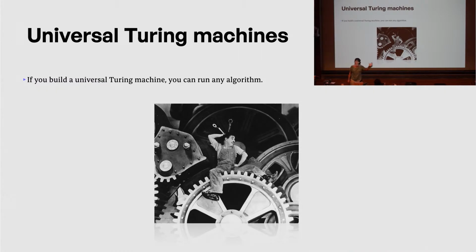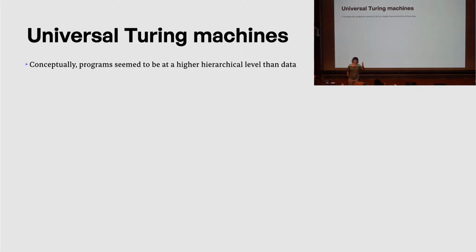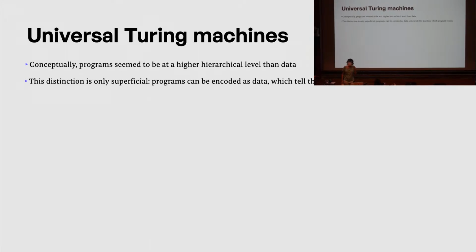So this is a notion of universality, the notion that there is an object that can simulate any computation. And to my mind, it's the most important or the best understood notion of universality. So conceptually, what's going on here? Well, programs seem to be at a higher hierarchical level than data. But the distinction is only superficial, because programs can be encoded as data, as we saw. And this data tells the machine what program it is supposed to run.